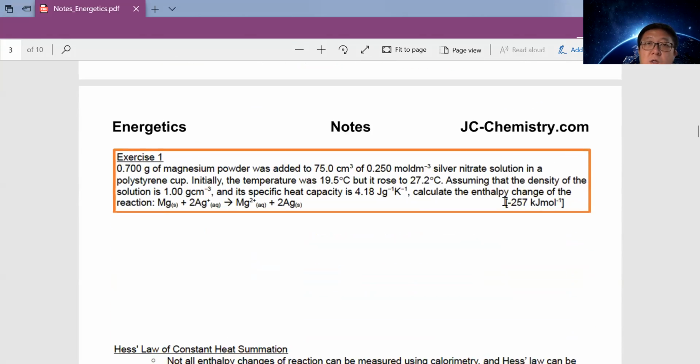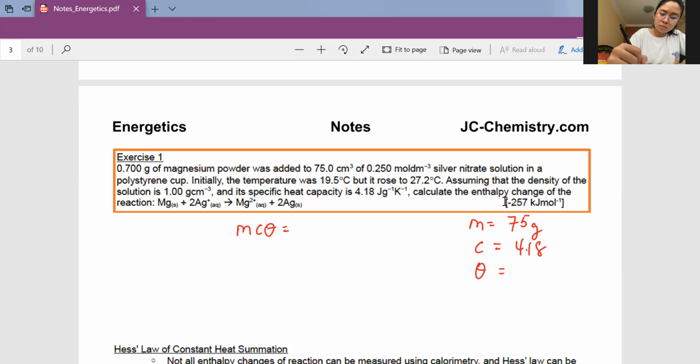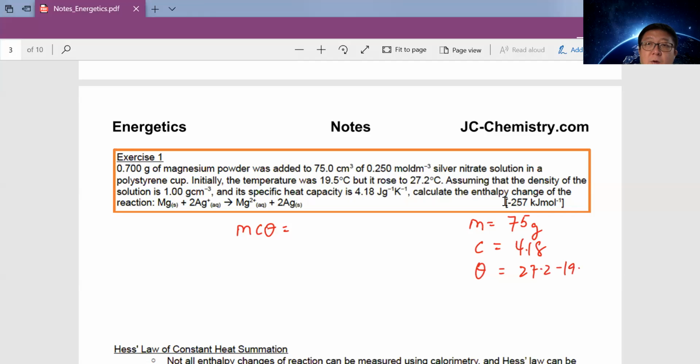I think this question may be familiar to most of you from your tutorial. They ask you to calculate the enthalpy change of reaction for 1 mole of magnesium. So you calculate MC theta. You can see this is 75 cm³ of silver nitrate solution. You are told the density of the solution is 1 gram per cm³, so I can assume the mass is 75 grams. Then your theta is given, and the specific heat capacity is given as 4.18. I extract all the figures first. Theta is the temperature change: 19.5 rose to 27.2, so 27.2 minus 19.5.